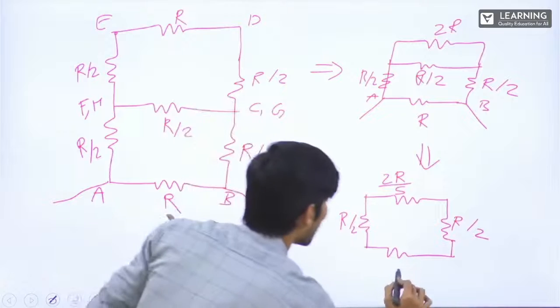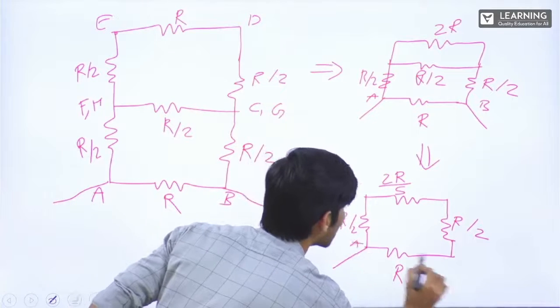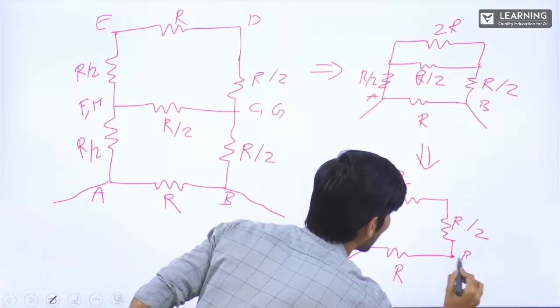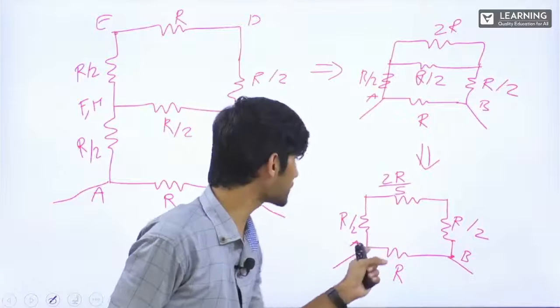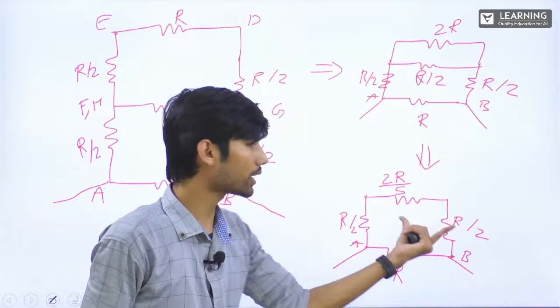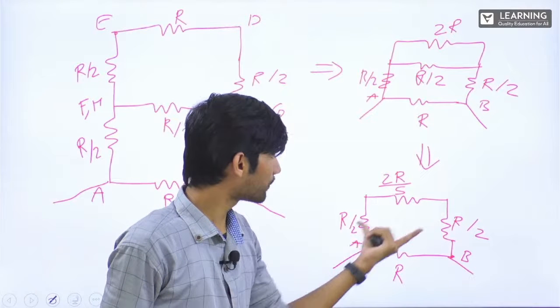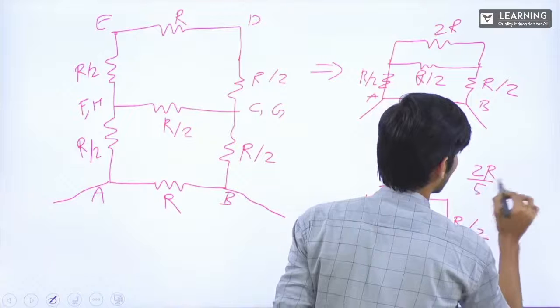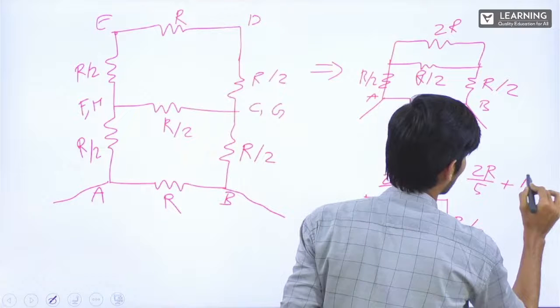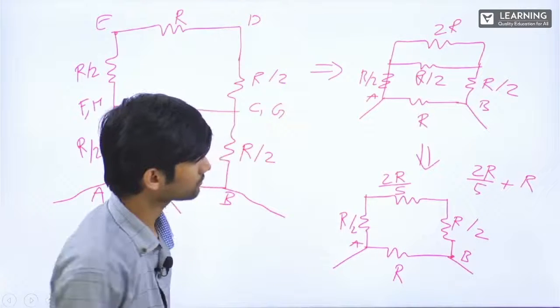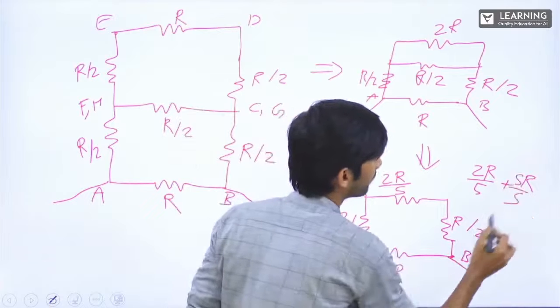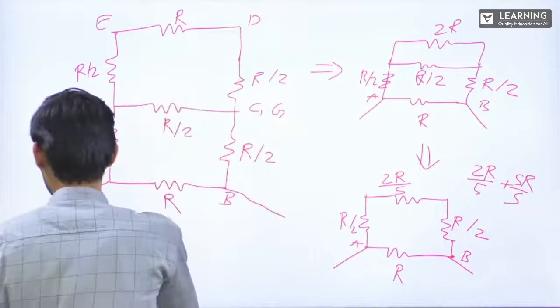This will be R, and these are our terminals A and B. R by 2 will be, these three are in series now. R by 2 is R, and 2R by 5 plus R is 7R by 5, correct? This will be 5R by 5, 7R by 5.